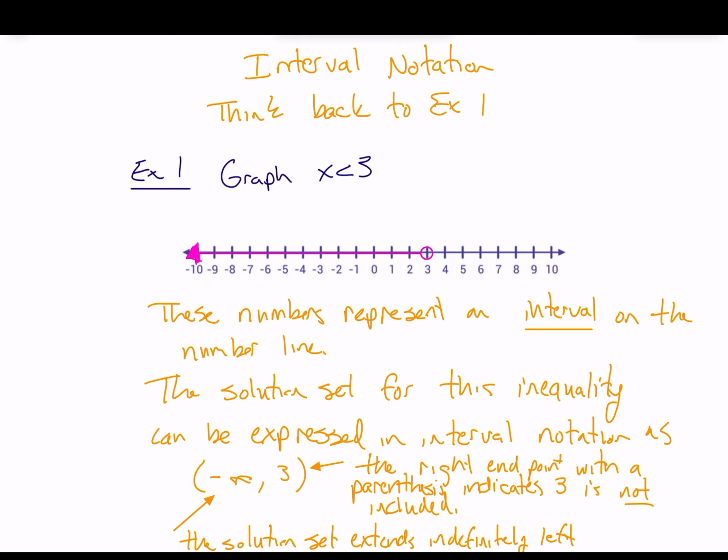Okay, so if it extends to the left indefinitely, there's an arrow there, that means that we're going to have a negative infinity. Likewise, if it had been the other way and it extended to the right, it would have been a positive infinity. Now, when you're doing interval notation, negative infinity always has to be on the left, and positive infinity always has to be on the right. You can't have infinity to the left and then a number. That won't work.